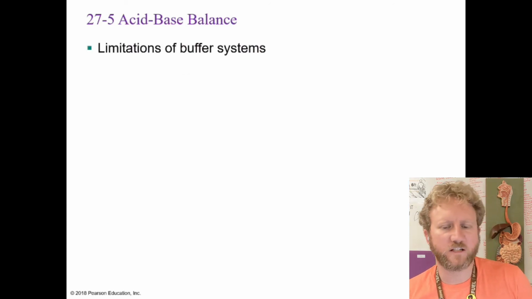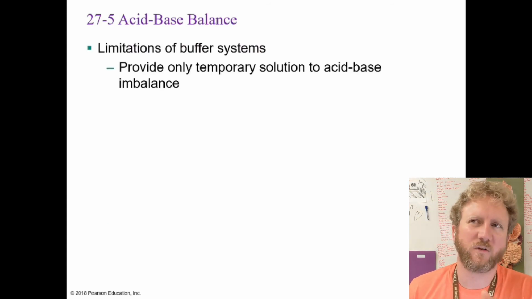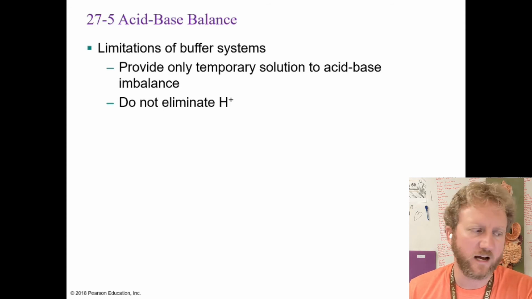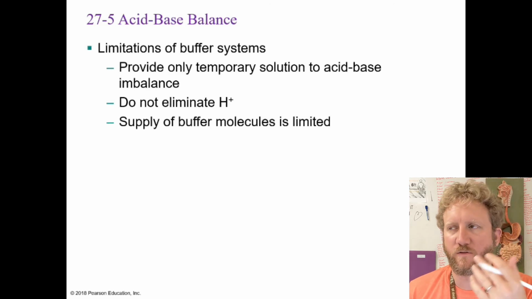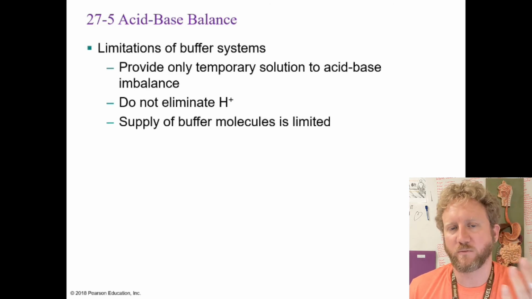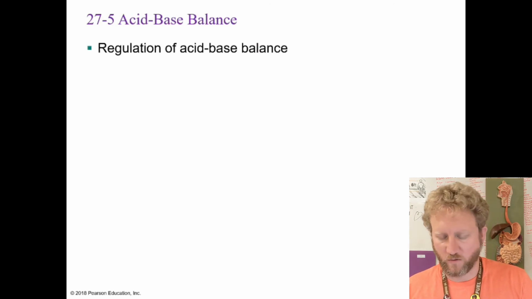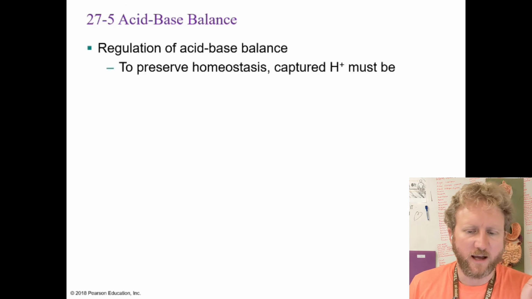What do we got? Limits of buffer systems. They only provide temporary solutions. They sort of remove hydrogen ions from causing trouble, but they don't eliminate hydrogen ions. And your supply of buffer molecules is limited. So if you run out of buffer molecules, then you start changing the pH of your blood.